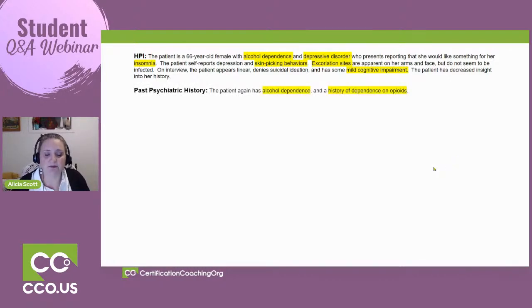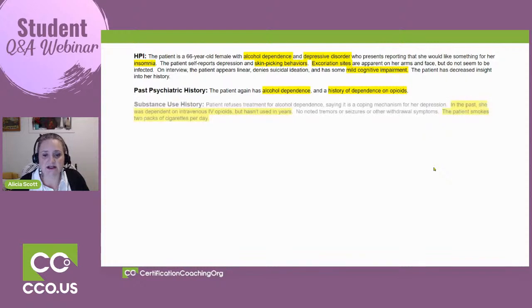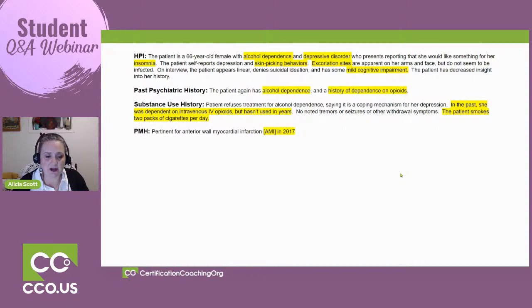Let's move on. Alcohol dependence is backed up, history of dependence of opioids. Okay, all of this is stuff, again, reiterating. Then in the past, meaning not now, history of the IV use and smoking 2 packs of cigarettes. You guys are nailing it. Very good. Okay, then we have the history, the old MI. Nailed it. Man, you guys are just on top of it.